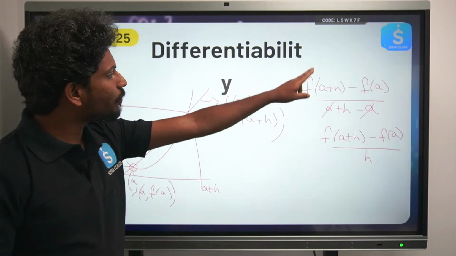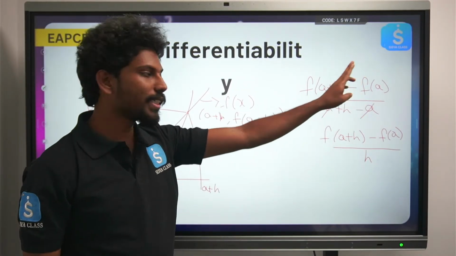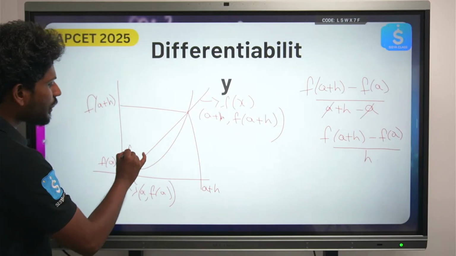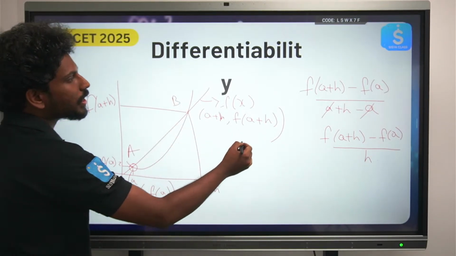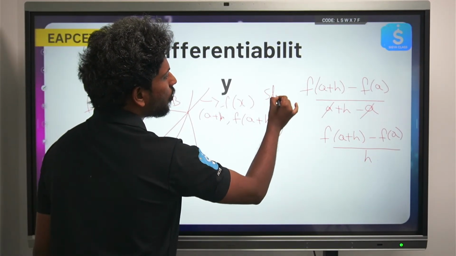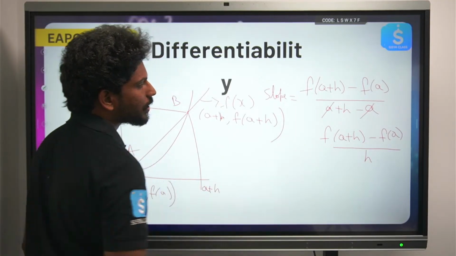Kani, what is this parameter called? This is the slope of the line. Like if you take this as point A and point B, this is the slope of the line. Okay, this is just a slope of a line, right? This is just a slope of a line.